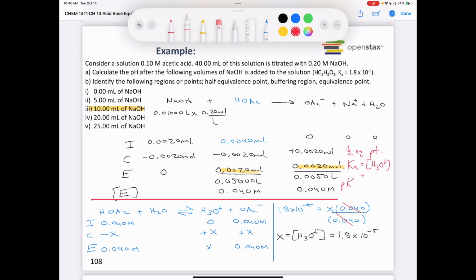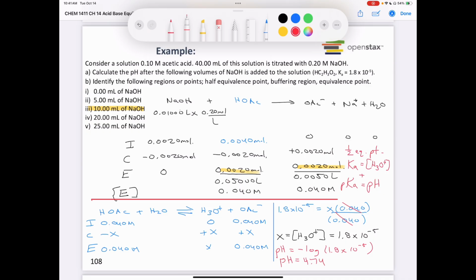And we can also say that pKa is going to be equal to pH. So we're going to calculate our pH, which is going to be the same thing as our pKa, the negative log of 1.8 times 10 to the negative 5. And we end up with a pH that is equal to 4.74.